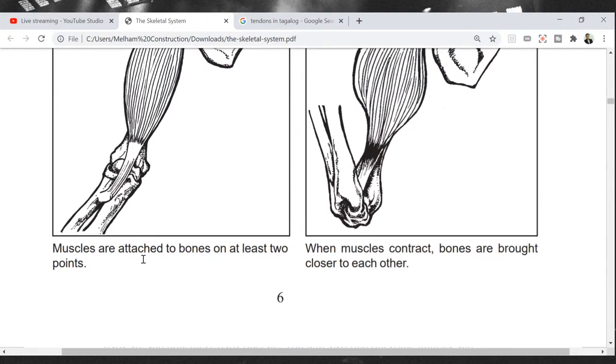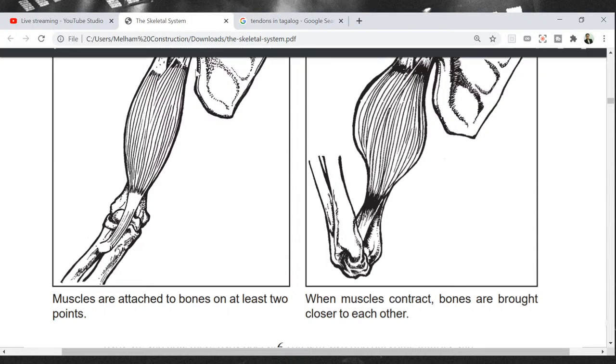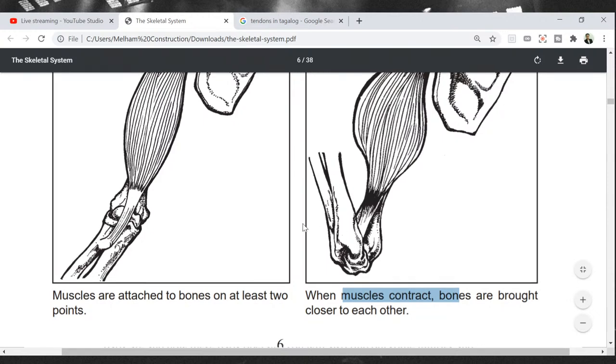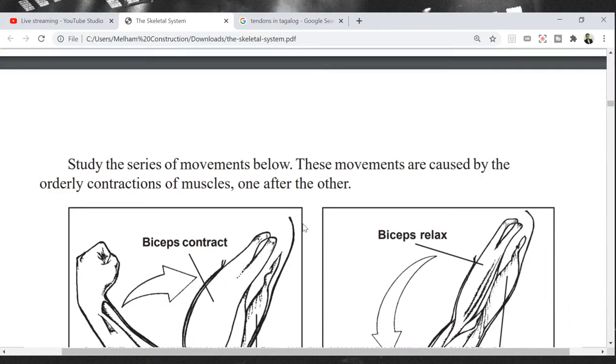Okay, so muscles are attached to the bones on at least two points. Yan o, ito yung point A, ito yung point B. Then, pag kinontract mo siya, paglalapitin niya yung dalawa. So, study the series of movements below. These movements are caused by orderly contractions of muscles, one after the other.